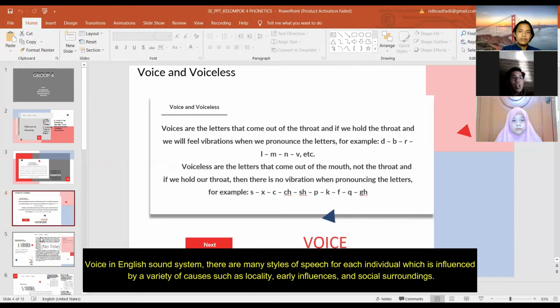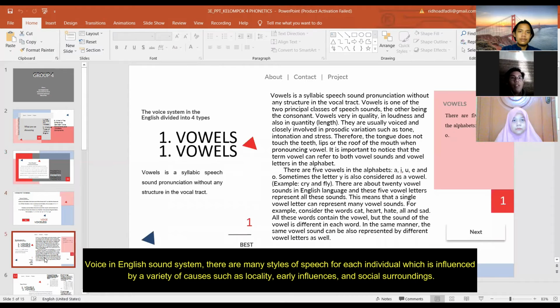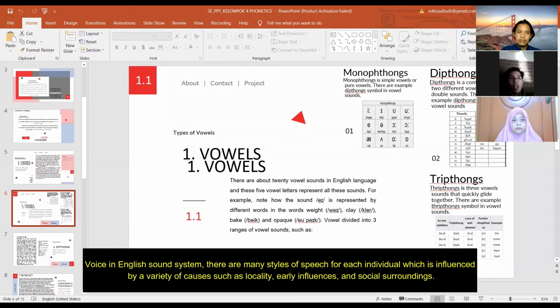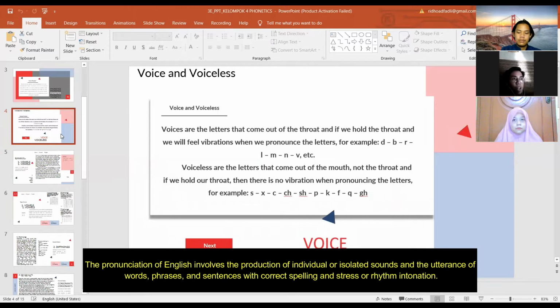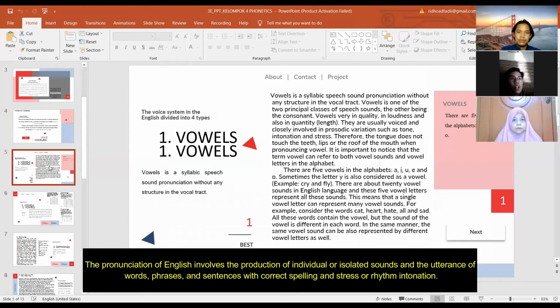Voice in the English sound system. There are many styles of speech for each individual, which is influenced by a variety of causes such as locality, early influence, and social surroundings. The pronunciation of English involves the production of individual or isolated sounds and the utterance of words, parts, and sentences with correct spelling and stress or rhythm intonation.